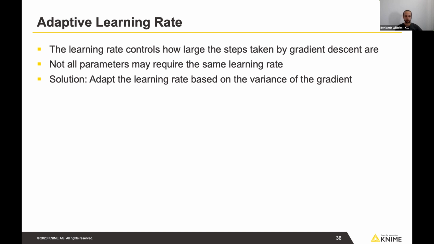Another thing to do is to use an adaptive learning rate. The learning rate controls how large the steps are that are taken by the gradient descent, but not all of the parameters may require the same learning rate. So we can adapt this learning rate on a per parameter basis and then get better learning for each parameter.